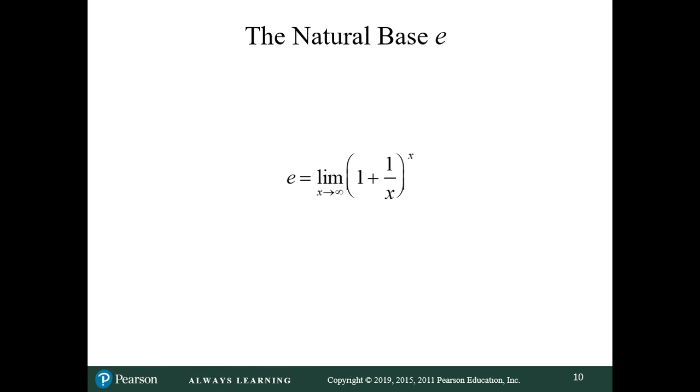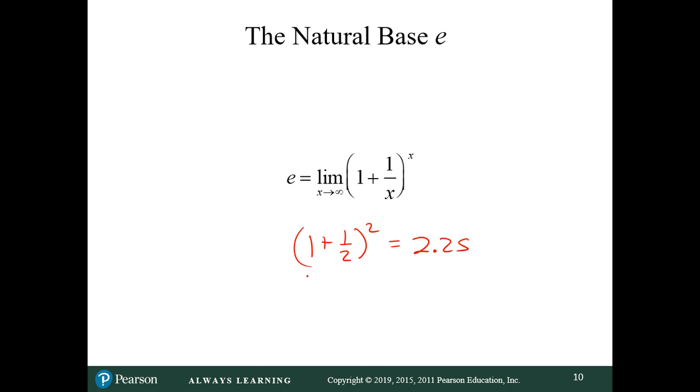e. The natural base e is defined as the limit of 1 plus 1 over x to the x power as x is going towards infinity. What is that? Well, let's just look at it. What is 1 plus 1 half to the second power? Let's find that number. Calculator, please. 1.5 to the second power. It's not 0.25, it's what? 2.25?